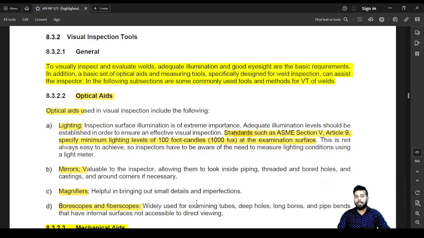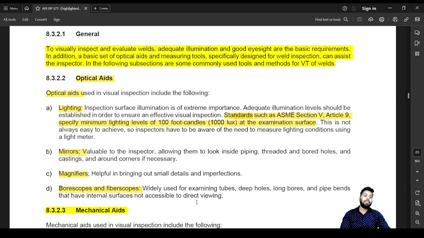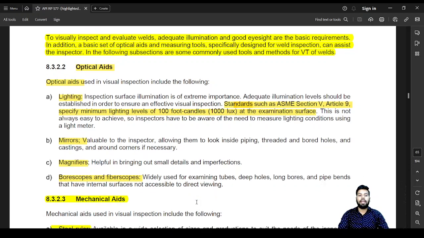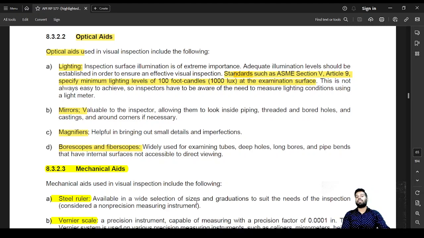So there are different types of visual inspection tools to inspect and evaluate the weldments. The adequate illumination and a good eyesight are the basic requirements. In addition, a basic set of optical aids and measuring tools specifically designed for weld inspection can assist the inspector. The following subsections cover more commonly used tools and methods for visual testing of welds. Optical aids used in visual inspection include the following. Lighting requirement as per ASME Section 5 Article 9 is going to be 100 feet candles or 1076 lux. Mirrors can be used, magnifying glasses can be used, and boroscopes and fiber boroscopes can be used.